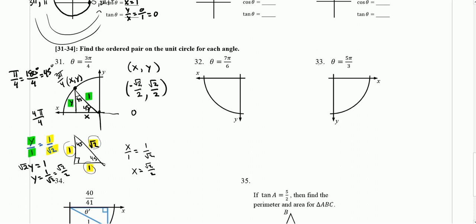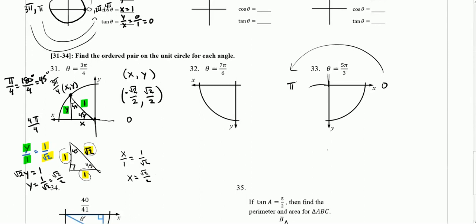So for 33, 5 pi over 3. If we think about where that is, here's 0. Move this way, we have pi. And we're working with the denominator of 3, so I'm going to use 3 pi over 3. And then keep moving around.